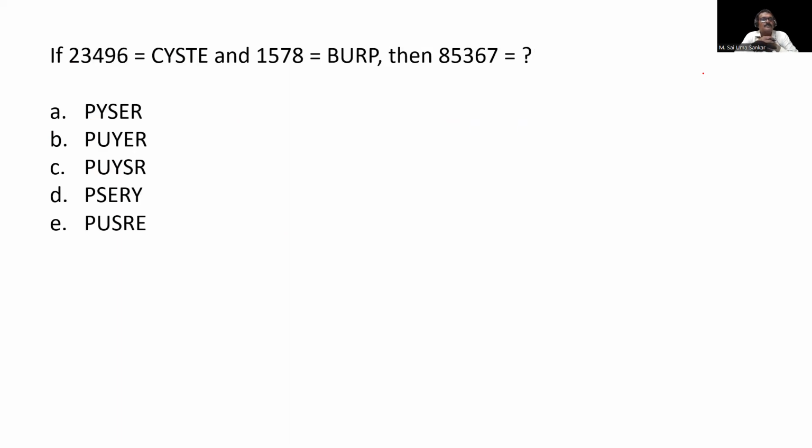Next. 2, 3, 4, 9, 6 equal to CYSTE, 1, 5, 7, 8 equal to BURP. Then what is the 8? That is equal to P. Okay. And what is the last? 7. What is the 7? 7 equal to R. So skip these two values. And next, what is the second one? That equal to 5. What is the 5? That is equal to U. So cancel this one. And come to this case, only the fourth letter. What is the fourth? 6. What is the 6? That is equal to E. So this is also wrong. What is the answer? PUYER is the correct answer.